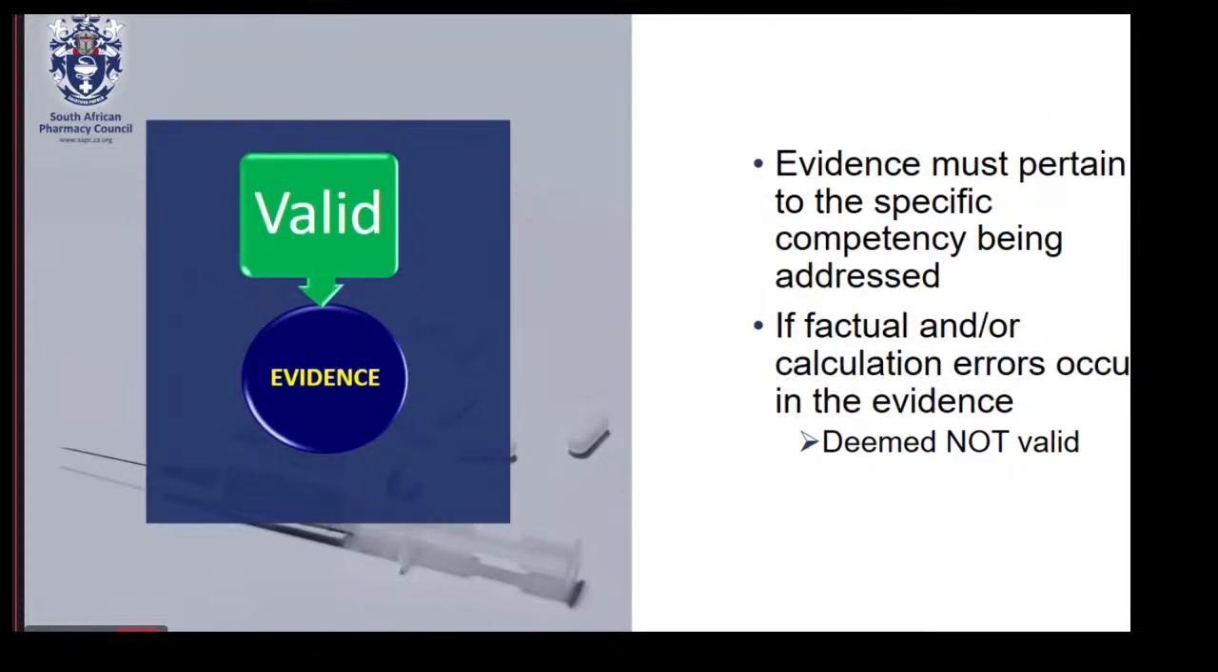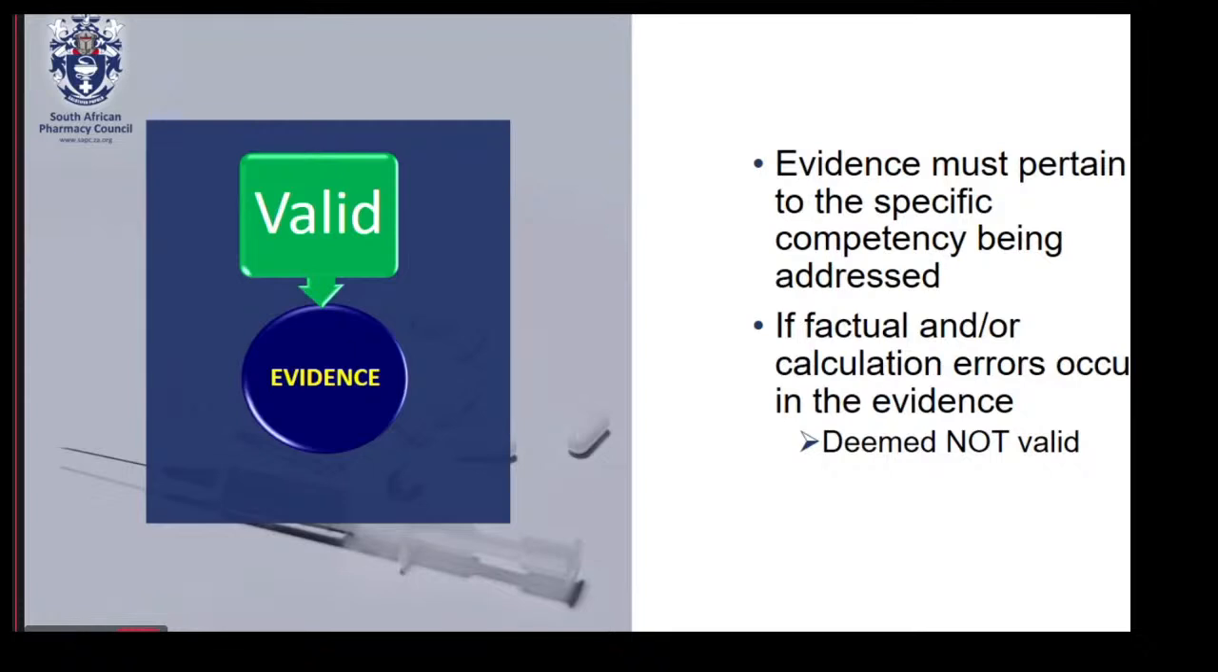For the evidence to be valid, it must pertain to the specific competency being addressed. Say, for example, you have selected pharmacist-initiated therapy and you include a prescription as evidence. It would not be valid because, as you know, pharmacist-initiated therapy, we can give up to Schedule 2 without a prescription. So a prescription for 2.6 would therefore be not valid.